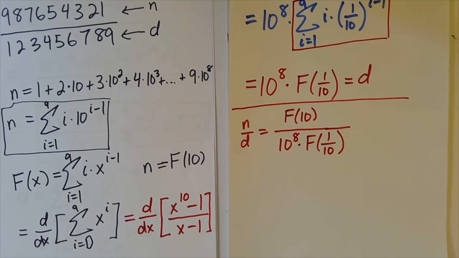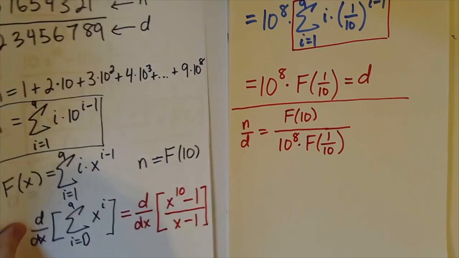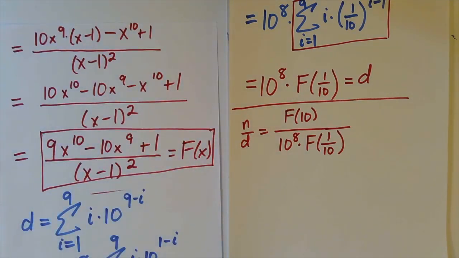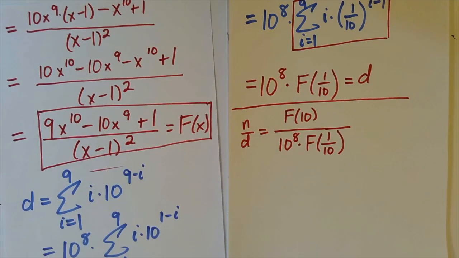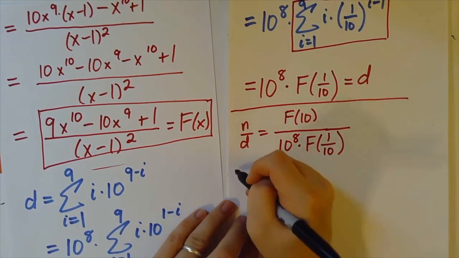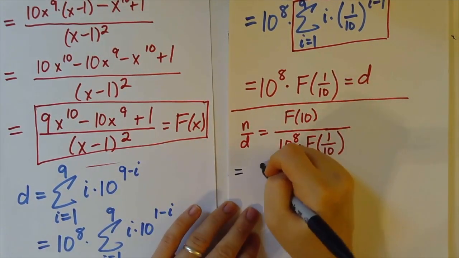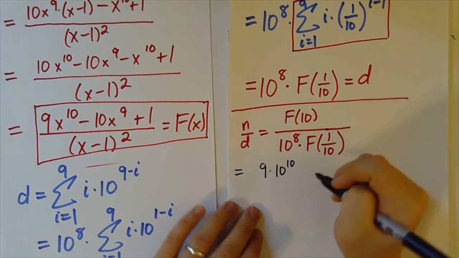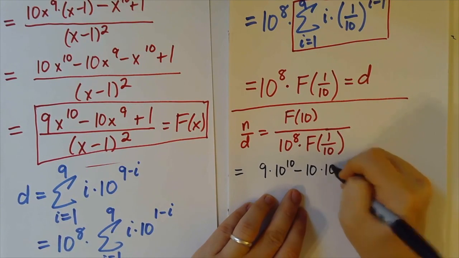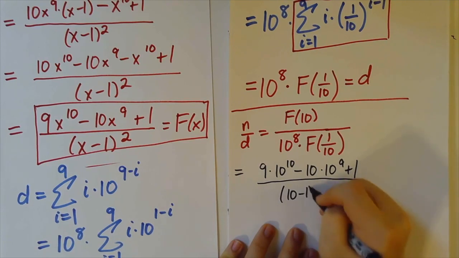Now, so far, that's been a giant waste of time because nothing nice at all has happened yet. But nice things are about to happen because remember that f of x, our function that we originally wrote like this, we managed to simplify, or change, if you don't think this is simpler, into this function instead. So I'm going to rewrite my n over d here as this mess with 10 in it. So it is 9 times 10 to the 10th minus 10 times 10 to the 9th plus 1 divided by 10 minus 1 squared.